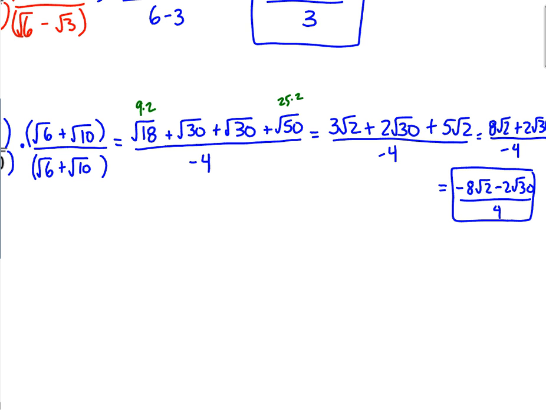Can we? Oh, we're not done. We must simplify. Unbox. Okay. It's called an eraser in the real world. What does it simplify to, guys? Negative 4 root 2 minus root 30 all over 2, because we can divide them all by 2.